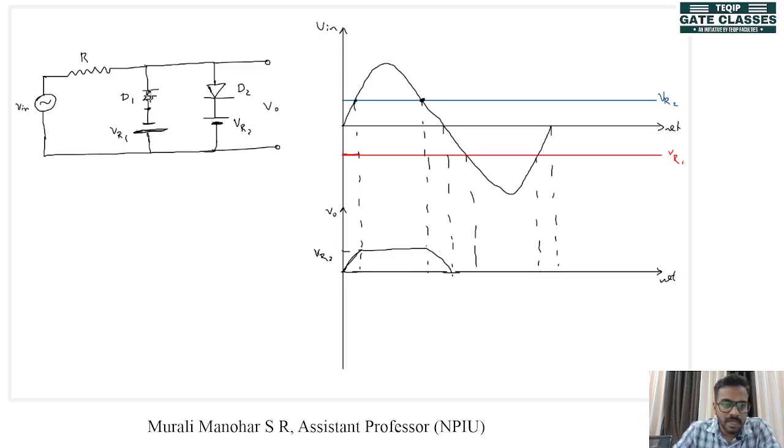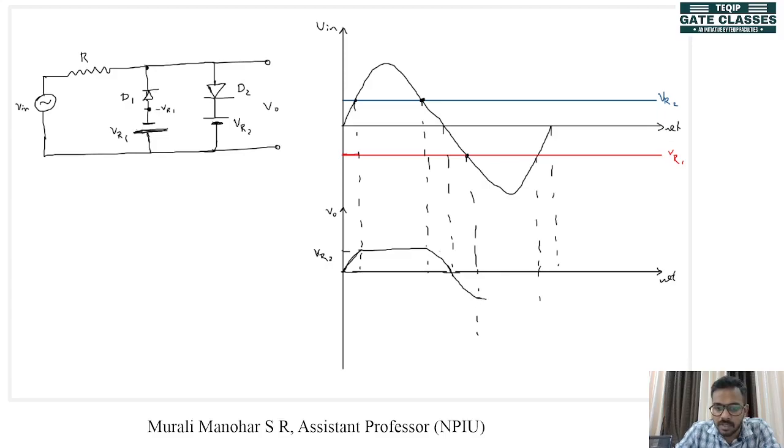So when Vin falls below VR1, that is when the diode will be turned on. Diode D1 will be turned on. So the anode voltage of diode D1 is connected to minus VR1. So until the cathode voltage is below this level, diode will not be turned on, and when the cathode voltage is below this level, that is at this point onwards, we will get our diode turned on. So when the diode is turned on, what will be the output? Output will be clamped to minus VR1.